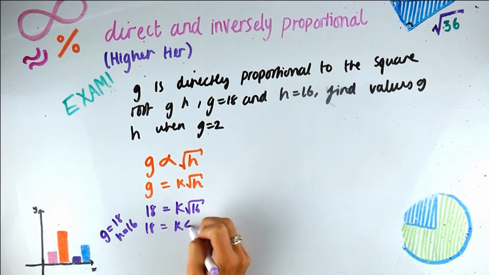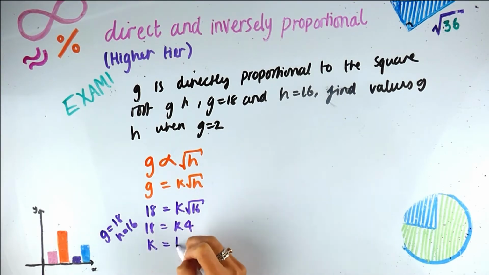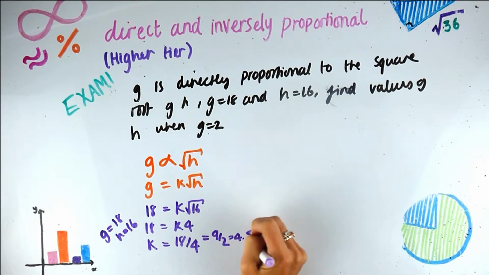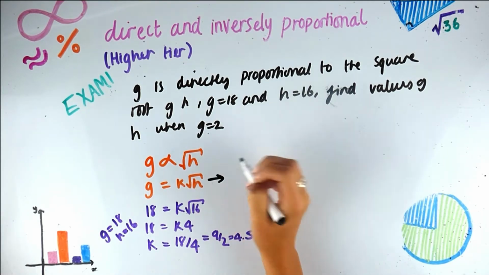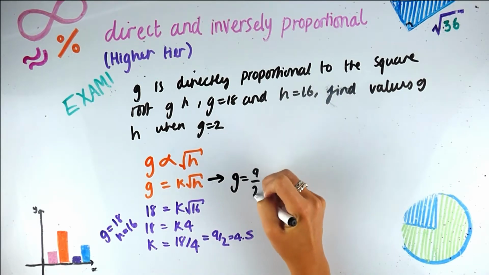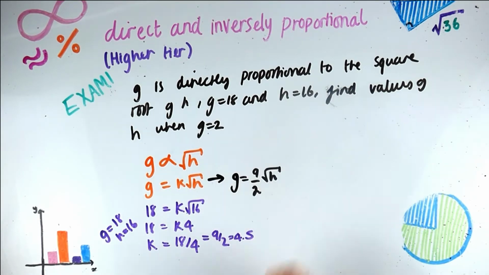We know that root 16 is 4, so we know that k equals 18 divided by 4, which is 9 over 2, or 4.5, however you want to write that. So now we can rewrite this equation. We found the value of k, very handy. G equals, instead of k, 9 over 2 square root of h.